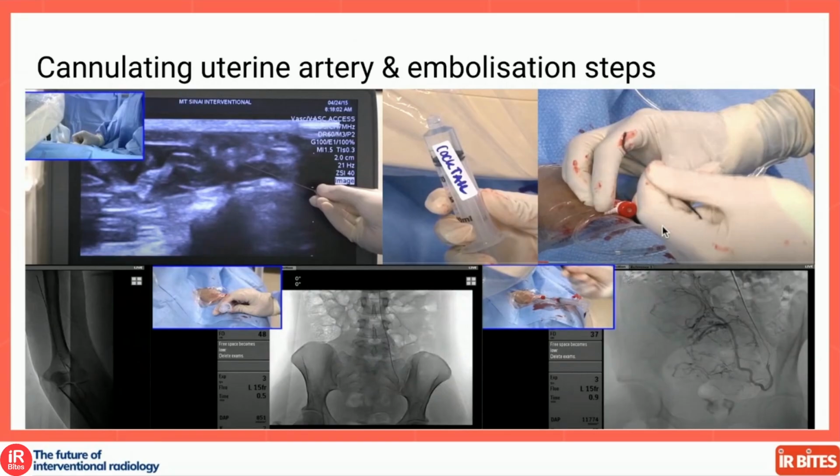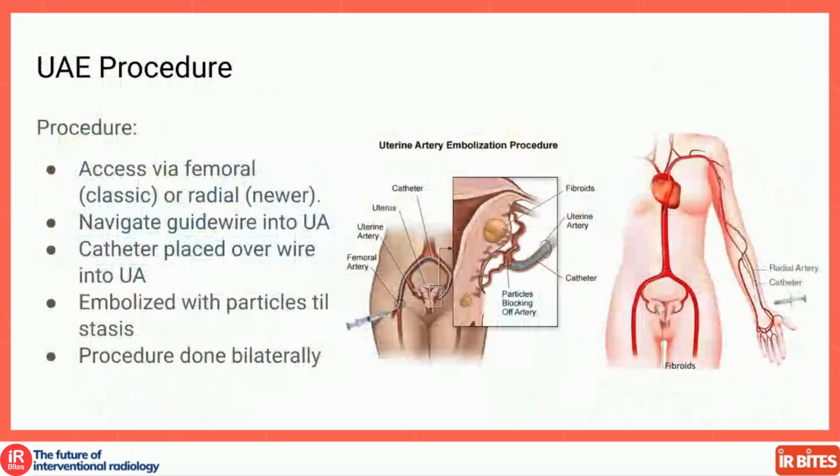And once you have your access and your sheath in, you then navigate a catheter down to the aorta, into the internal iliacs, and then into the uterine artery and do the procedure. So as you mentioned, traditionally it's done femorally. It's a bit closer to the uterine artery, but generally there's been a move towards doing radial access because patients prefer it and the complication rate is a bit lower compared to femoral access.